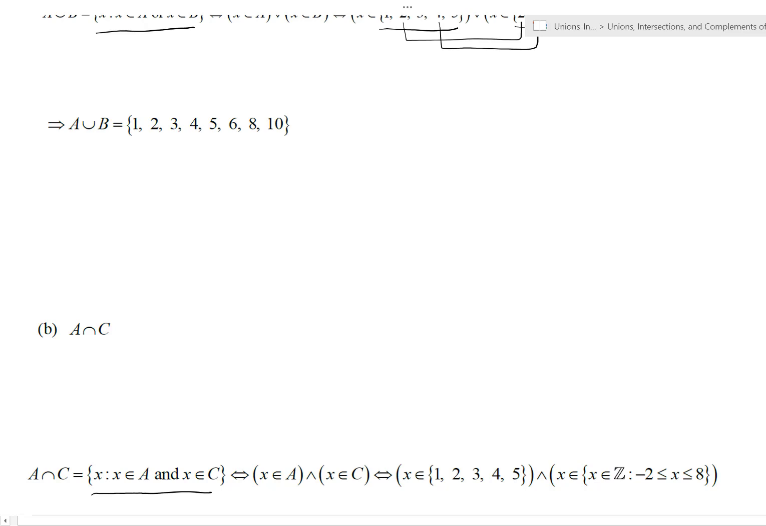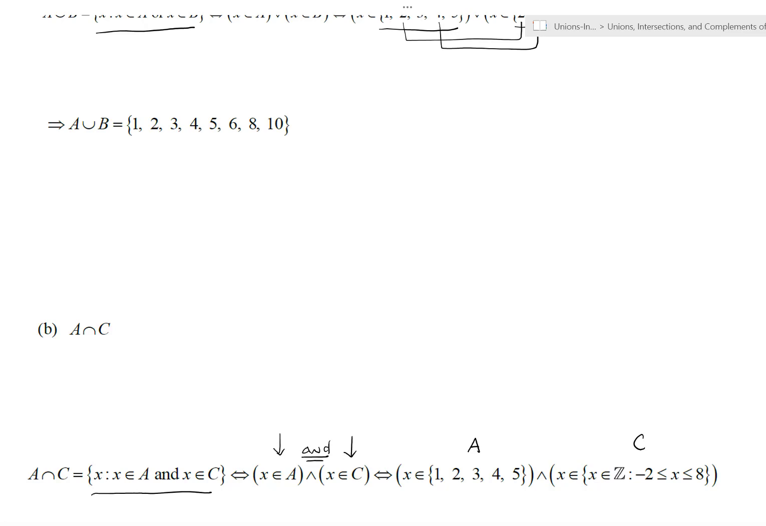also in C. That's the same as saying X is in A, and X is in C. So X is in A, that we got right here, and it's got to be in C. So we're just looking at the values that are both in A and C, common to both sets.